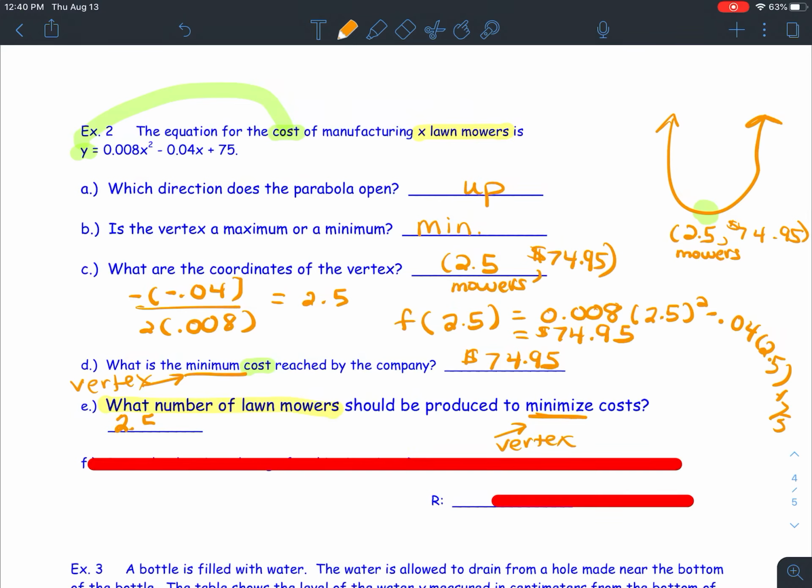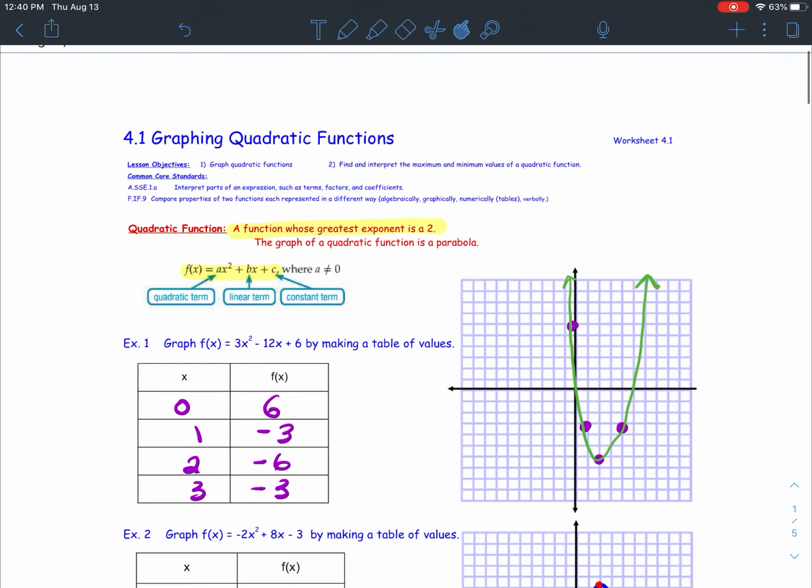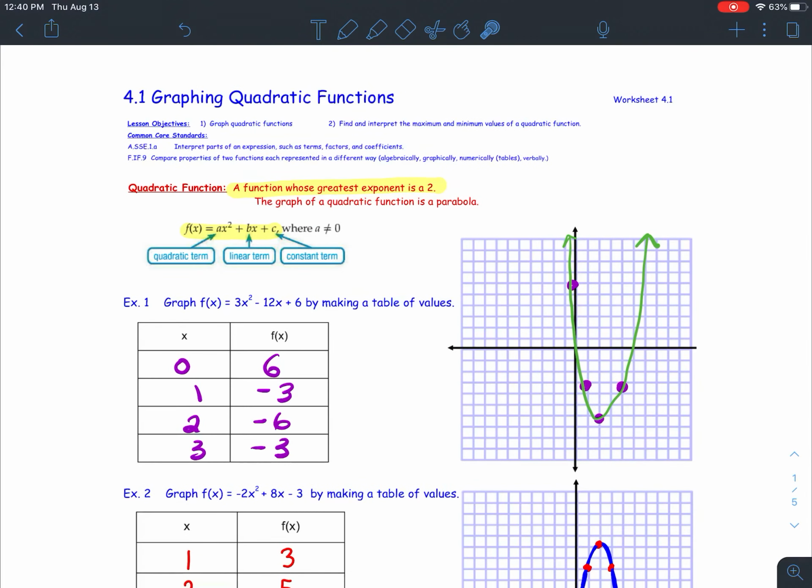Here it wants to know, what's the number of lawnmowers? So it's asking for the x coordinate of the vertex that would produce the minimal cost. So for number of lawnmowers, you can report 2.5 if you want. It's also acceptable if you want to either round down or round up to the nearest mower. I would accept any of those. 2.5 doesn't entirely make sense, but that also is the very lowest point, or you could say 2 or 3, because it kind of straddles those two numbers there.